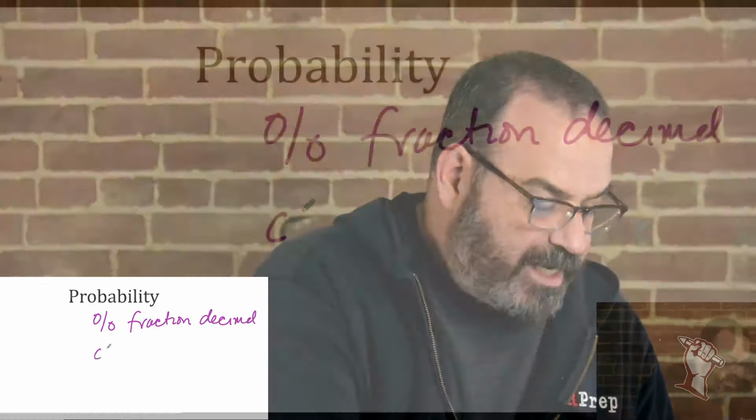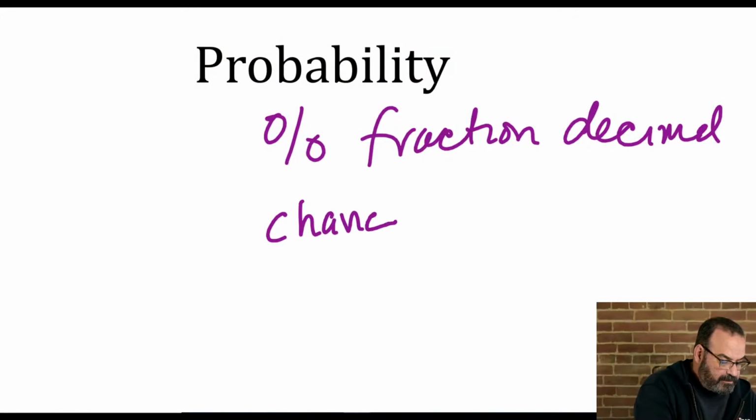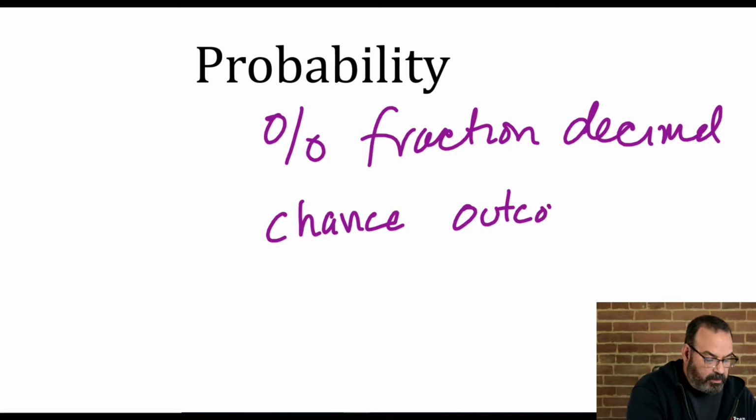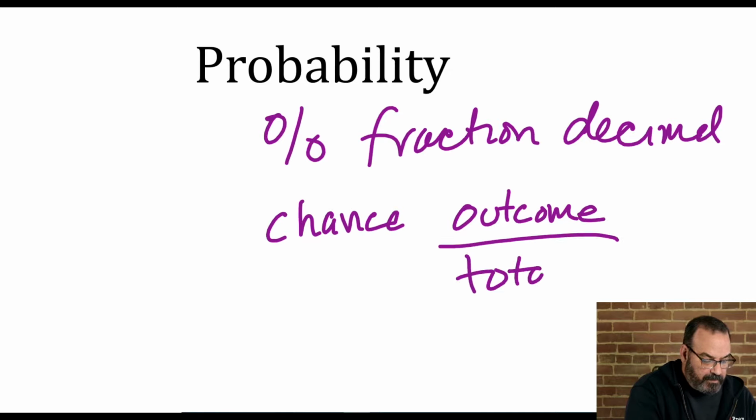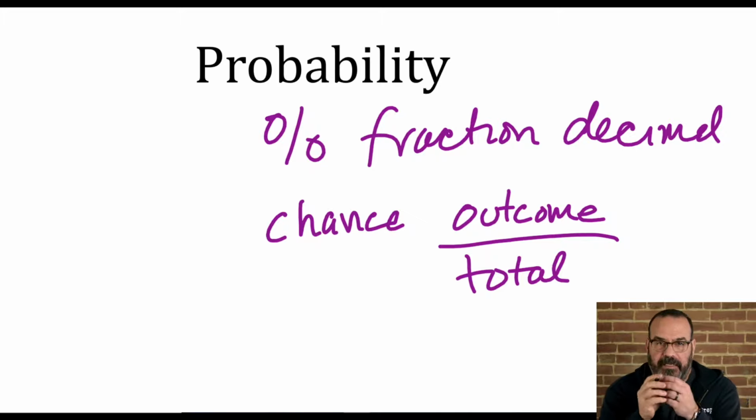Lastly, this is the last thing we're going to go over for the day, and that is probability. And probability can be expressed as a percent or a fraction or a decimal. And probability is just the chance of what you want of something happening. So it is the outcome that you expect over the total outcomes. Probability of something happening is just the one event over the total.